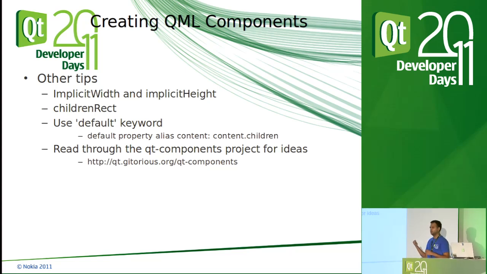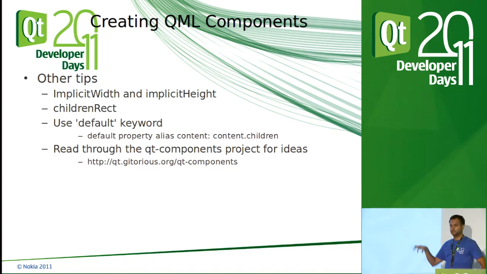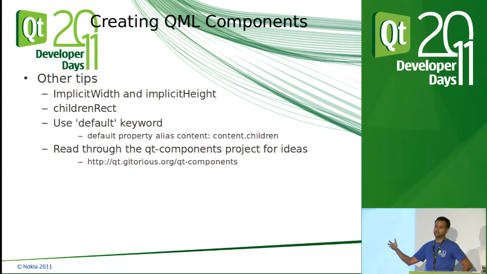There is also a property called childrenRect inside Item. ChildrenRect is useful to provide a size hint for your composite components. If your component has multiple child items and you want to know the size of all these items put together, there is a property called childrenRect. ChildrenRect is the bounding rect of all your child elements.